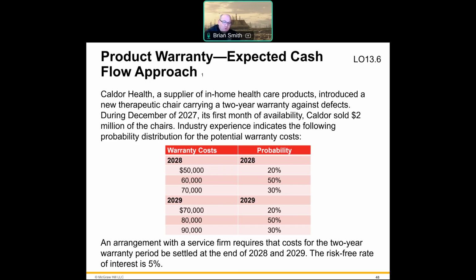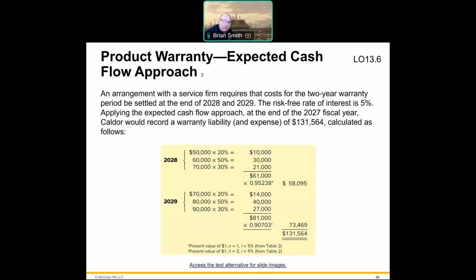So I guess what we're trying to do is agree with a service firm, saying, hey, you handle all of our warranties. We'll give you this money plus 5%. And that's what they're trying to do, I think. So let's go to this next page.